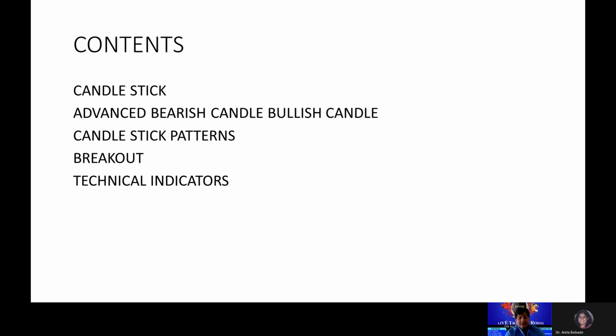So first, in the contents part, I'll be talking about candlesticks. What are candlesticks? I'll be talking about bearish candles and bullish candles, candlestick patterns, breakouts, and technical indicators. Technical indicators are indicators which basically give you an option to buy or to sell. What is the momentum of the stock? How many people are buying it? What is the volume? Is it a dull stock which has not moved over a period of time, or is it going to shoot up, or is it going to come down? All these things I'll be explaining in the technical analysis part.